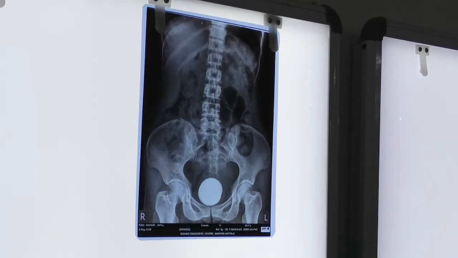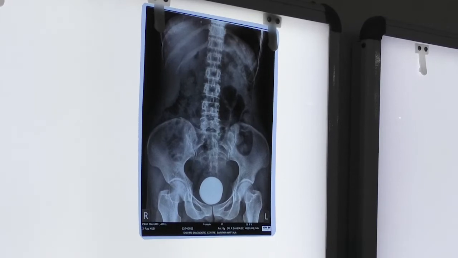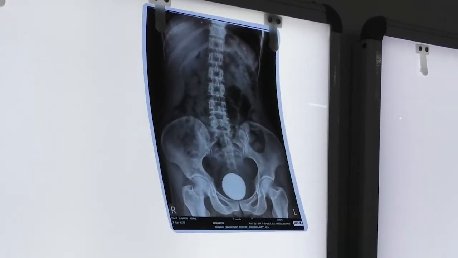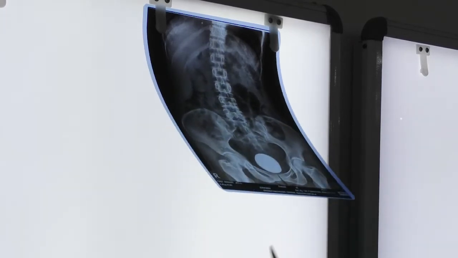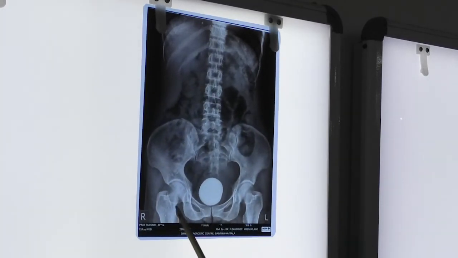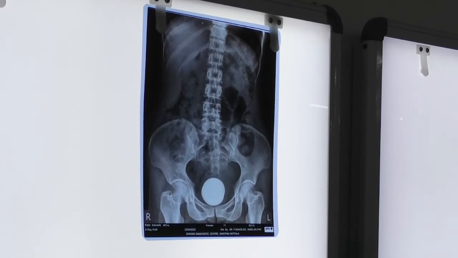This line is called Shenton's line. So the upper border of the obturator foramen is continuous with the lower border of the neck of the femur. If there is a fracture over the neck of the femur, this Shenton's line will get distorted.